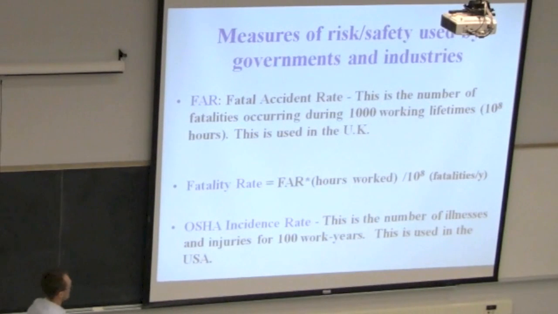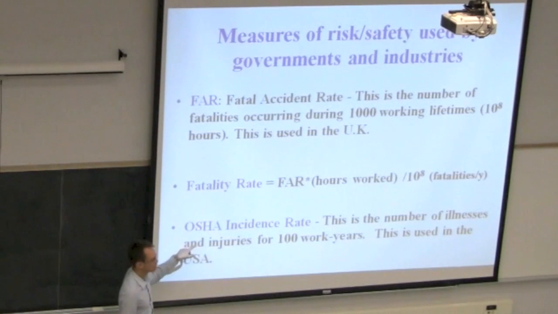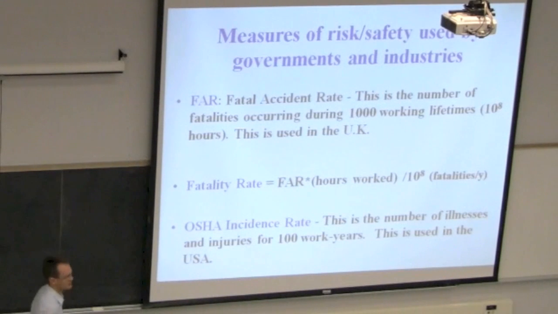OSHA has another rate, the incident rate. This is the number of illnesses and injuries in 100 work years. So this is what's used in the United States. So this is things like cutting yourself on a piece of equipment or losing a limb and so forth. So injuries and illnesses. So this is what's used in the UK system. In the US, the incident rate is not neat.